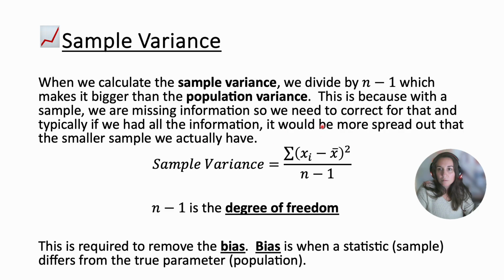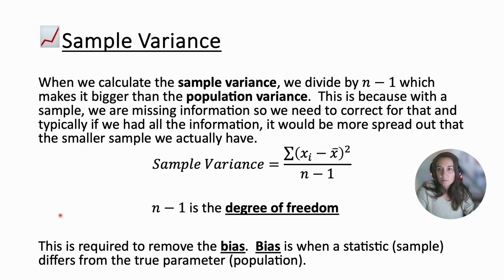And when we're missing information, that means we need to correct for that. Typically, if we had all of the information, the entire population, it would actually be more spread out than the smaller sample that we have. And so when we take the sample variance, we have to correct for that by dividing by n-1. And we call n-1 our degrees of freedom.